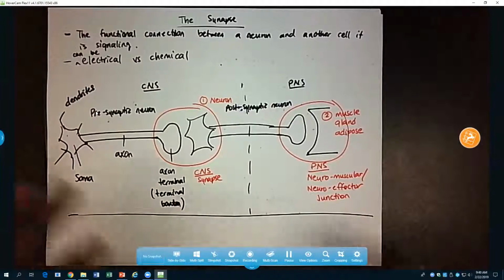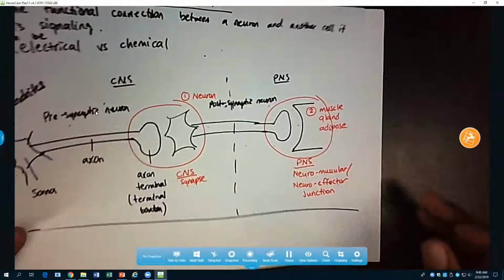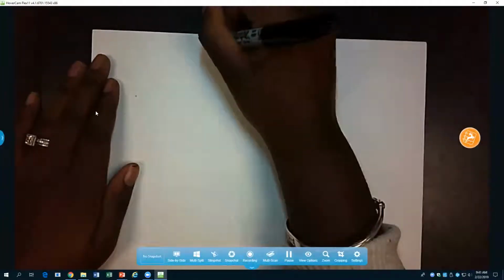Okay, is everyone good with this one? Yep. All right. So let's talk about those three types of neurons. All right, so we'll say types of neurons.